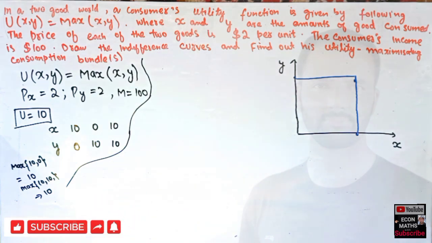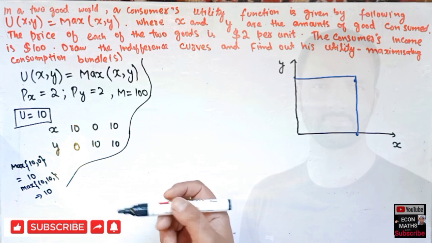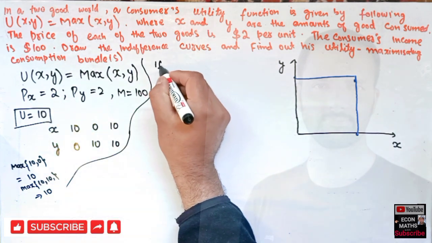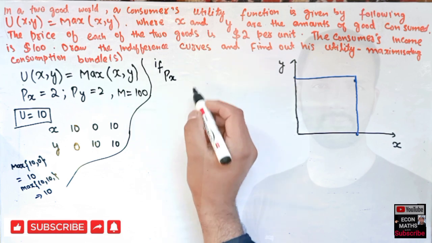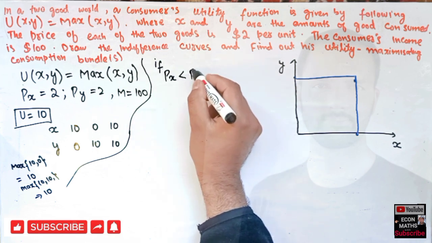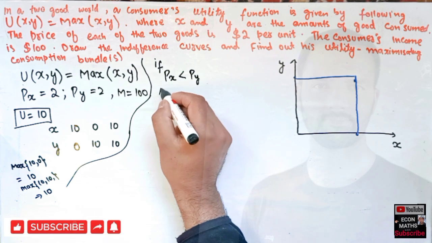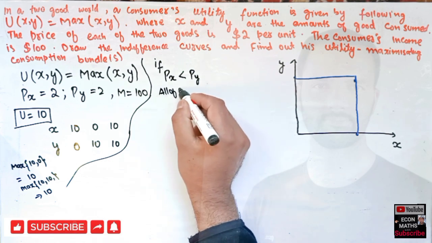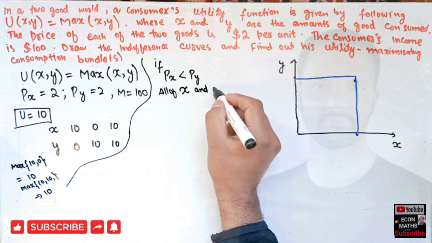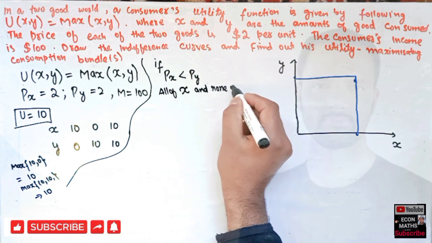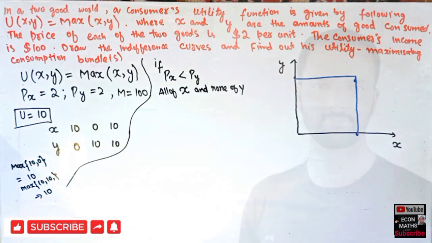Now the problem here is we have price of x is equal to 2, price of y is equal to 2. Now where will the consumer choose his optimal bundle? We need to find that here. Now there could have been three cases. Let me make it more clear: if the price of x was, let us say, less than the price of y, then the consumer could have consumed all of x and none of y.